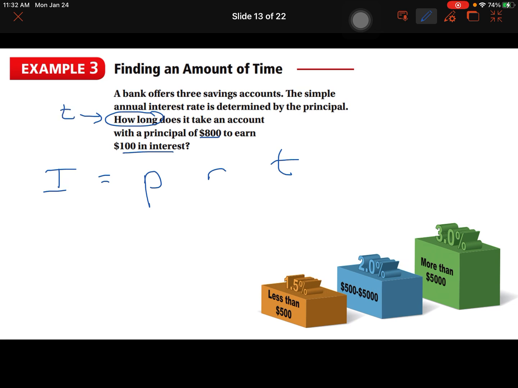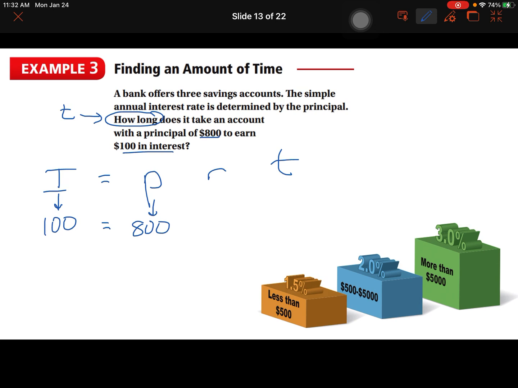And the principal, it literally told us the principal is $800, so we can put that in here. It tells us our interest is $100. So obviously we're missing 2 pieces of information. So now we need to look down here in these boxes. This is what they're offering at the bank. What they're saying is if you put more money in the bank, I'm going to give you a better interest rate.